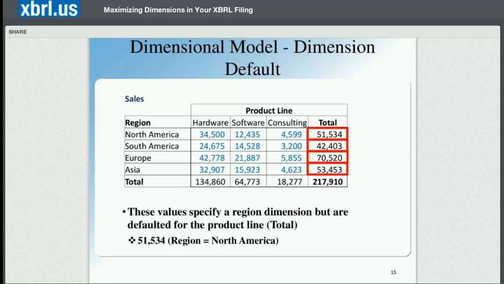Now, if you look at the 51534, that's total product line sales for North America. So any one dimension in a table can have multiple defaulted values. 51534 is a defaulted value because it's the total across all product lines. 42403 is total across all product line sales for South America, etc. Same thing on the region. So the 134860 is the total hardware sales across all regions, so worldwide, consolidated hardware sales.